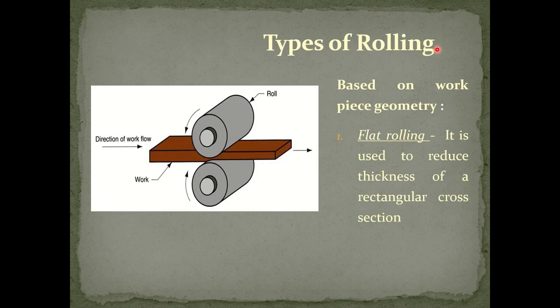Then the next is types of rolling. So we are going to see the different types of rolling. First is based on workpiece geometry. In that, the first is flat rolling. Flat rolling is nothing but the basic type of rolling, which is used to reduce the thickness of a rectangular cross section. Means if we need to reduce the thickness of a rectangular cross section, we use flat rolling. This is the simple and basic type of rolling.